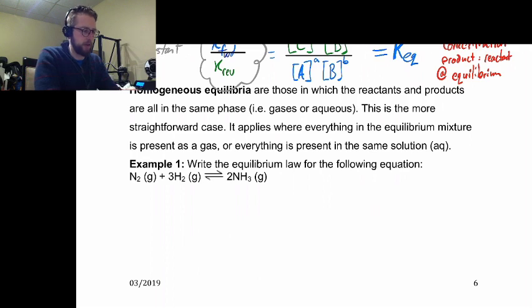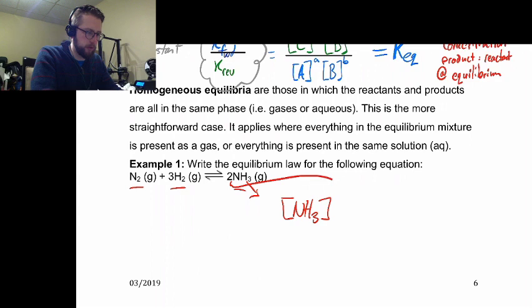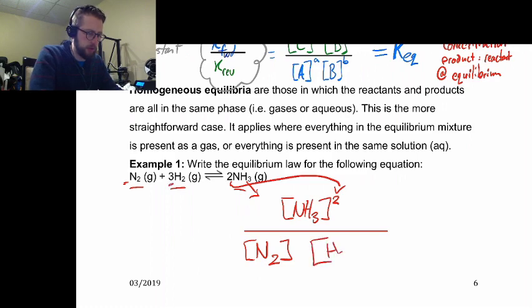We're going to take all of the reactants and all of the products, put them into this format, and then raise them to the power of their coefficients. So products go on top. So I'm going to put my NH3 on top, and I'm going to raise it to the coefficient 2. I'm going to then divide by the concentration of the reactants. So down here, raise it to any coefficients, there's none, so I leave it blank. Raise it to any coefficients, there's a 3, so I'm going to go H2 to the power of 3.